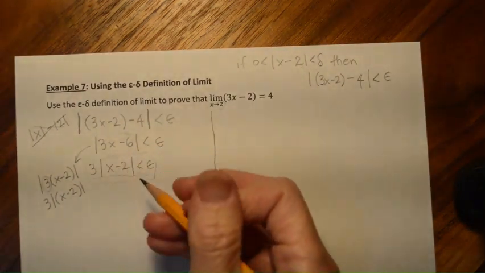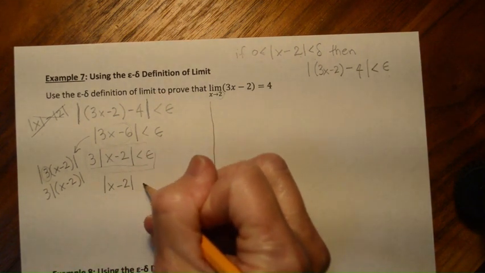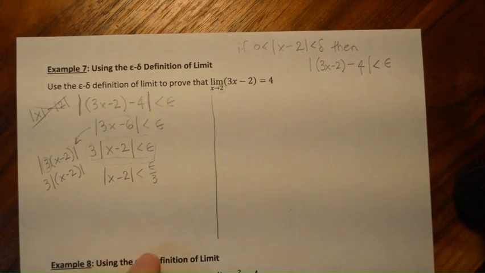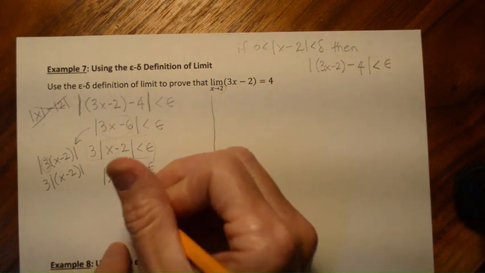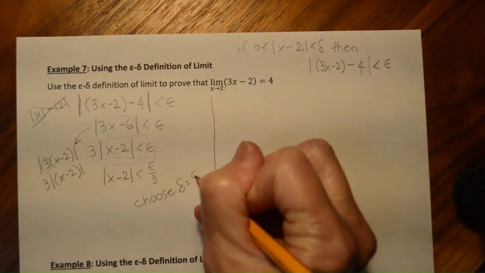All right, hopefully you said, oh, let me just divide both sides by 3. And so I get absolute value of x minus 2 is less than epsilon over 3. All right, so I'm going to choose delta to be epsilon over 3.